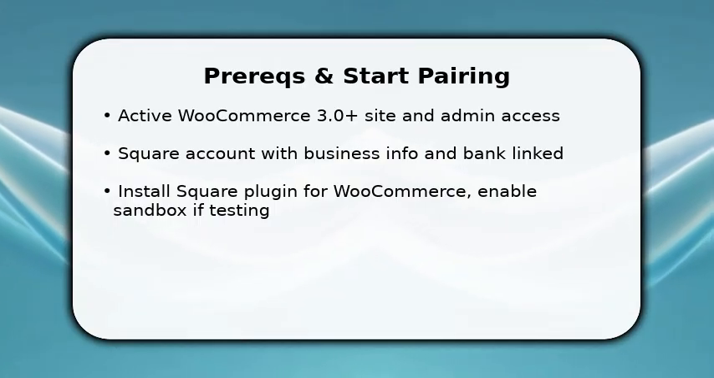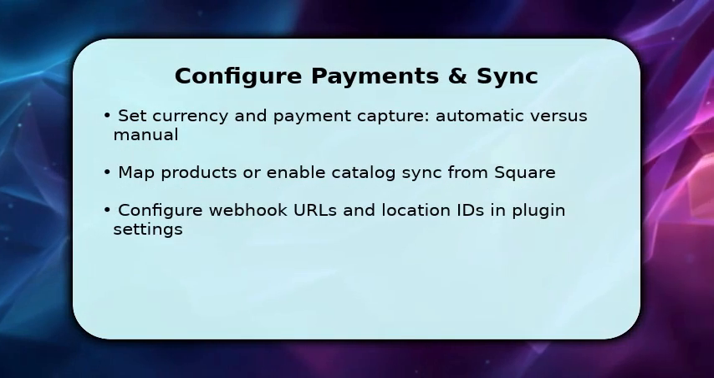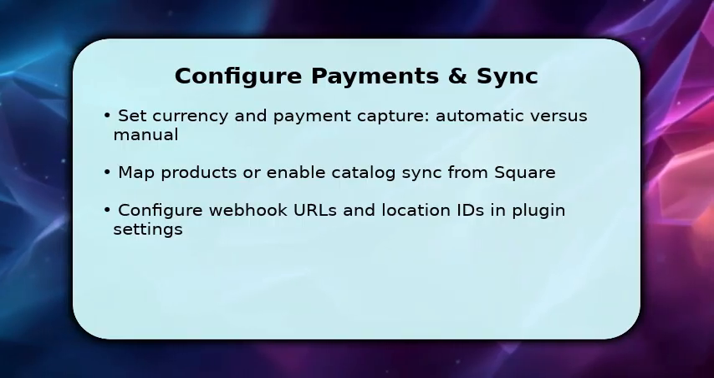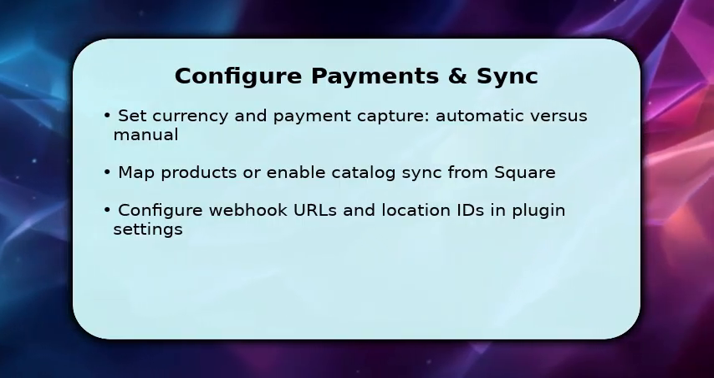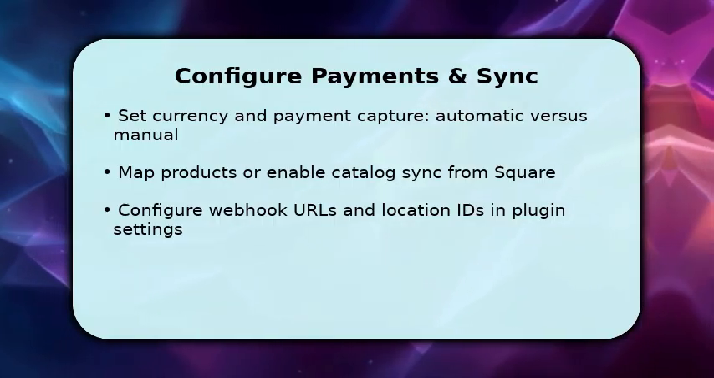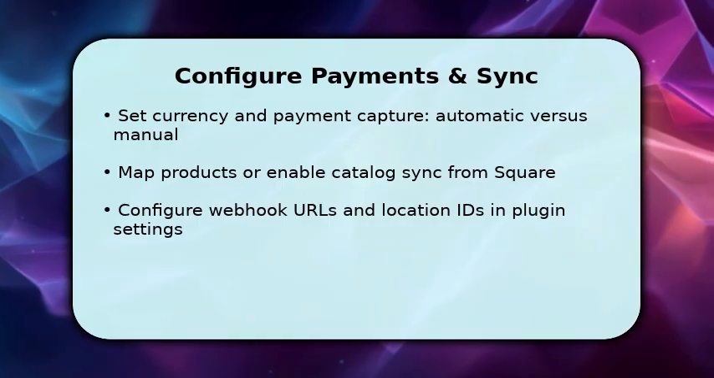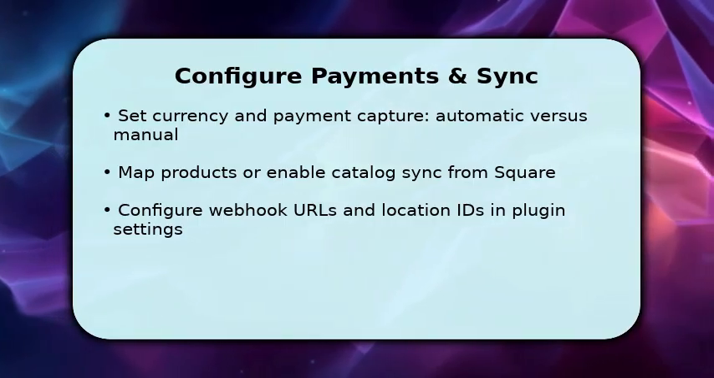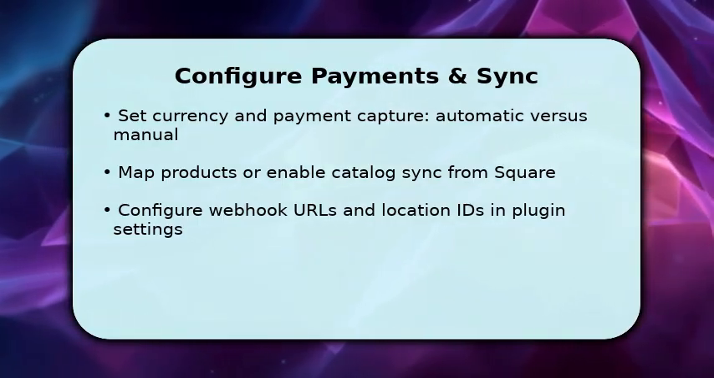Once done with connection, you configure payment capture and product syncing. Set whether you want automatic capture at checkout or manual capture later. This affects refunds and reporting. Next, enable Square Catalog Sync if you want inventory mirrored. Make sure product SKUs match to avoid duplicates.